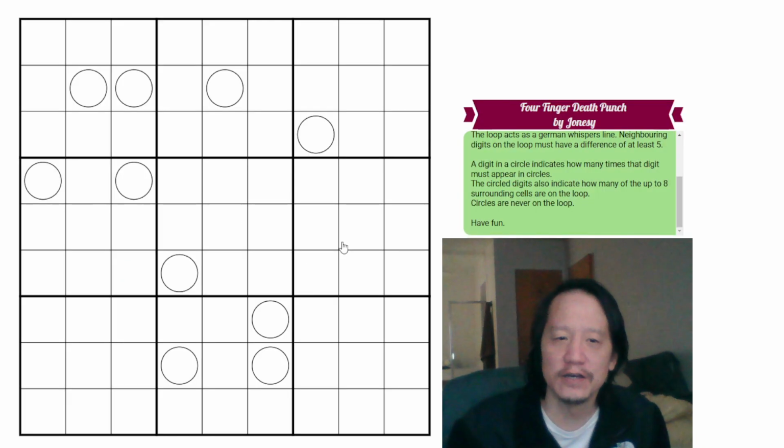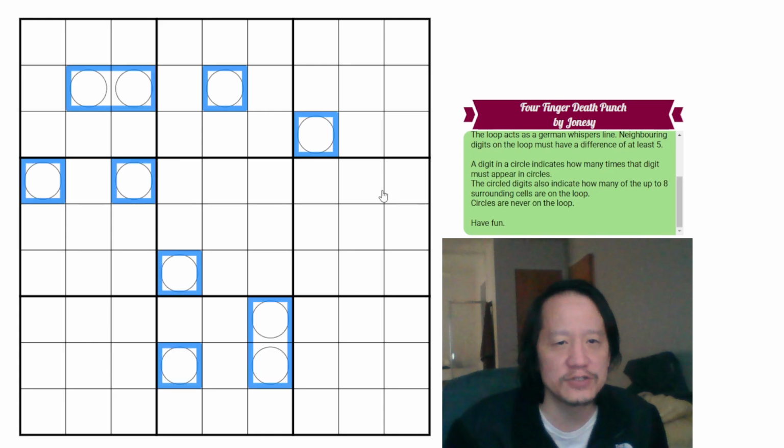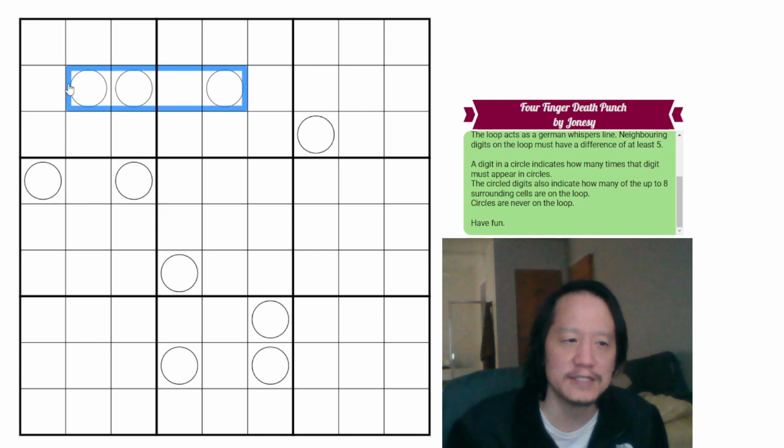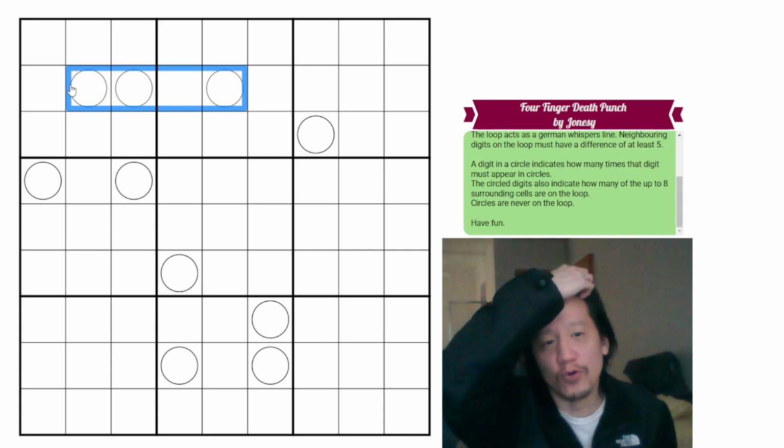Okay, so quick thing then. Count how many circles there are. 1, 2, 3, 4, 5, 6, 7, 8, 9, 10. We know there's at least 3 different digits in the circles. There could be 4, so it could be 1, 2, 3, 4. That is possible.